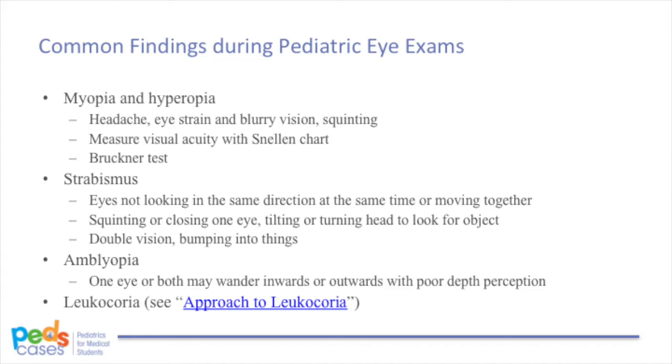Amblyopia is the inability to focus one eye. To simplify the pathophysiology, one eye has poor vision compared with the other, so the brain tries to use the good eye for adaptation and ignores the image from the eye with the worst vision. The vision development of the bad eye will be affected, and permanent vision loss may occur. Minor refractive errors and cataract are risk factors for amblyopia. One eye or both may wander inwards or outwards with poor depth perception.